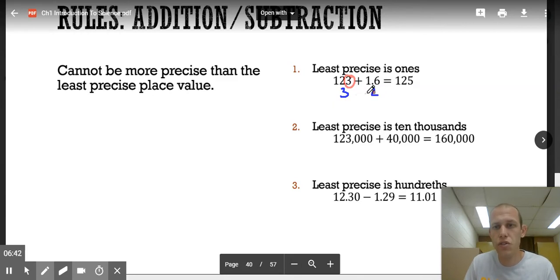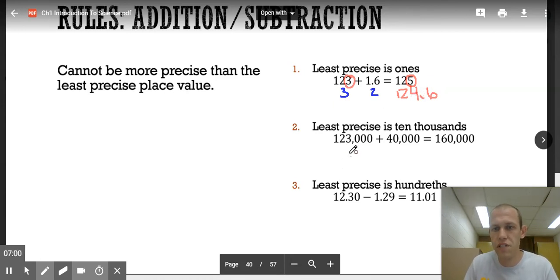So when we add these two numbers, we would get out 124.6, but we have to round to the 1's place value. So that means that this 4 will be bumped up by the 6 to be 125.